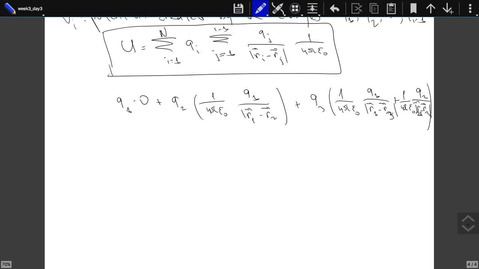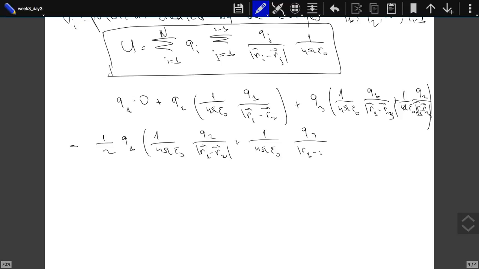Let me rewrite it a bit. I will say that this is equal to 1 over 2 Q1 times 1 over 4 pi epsilon 0 Q2 over R1 minus R2, plus 1 over 4 pi epsilon 0 Q3 over R1 minus R3.